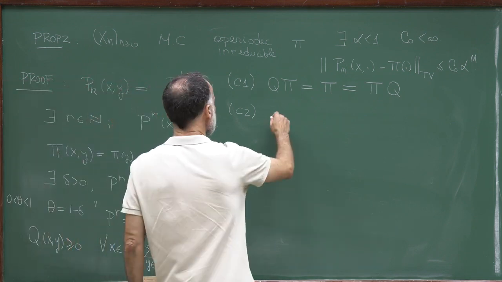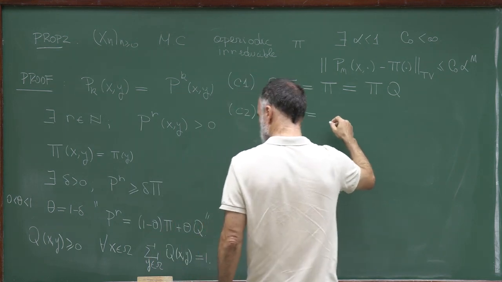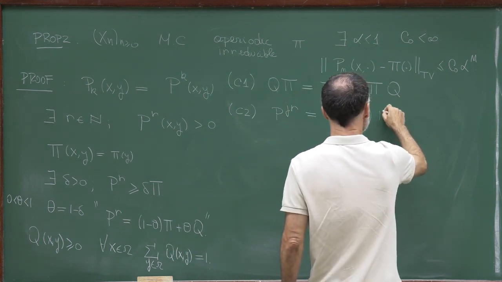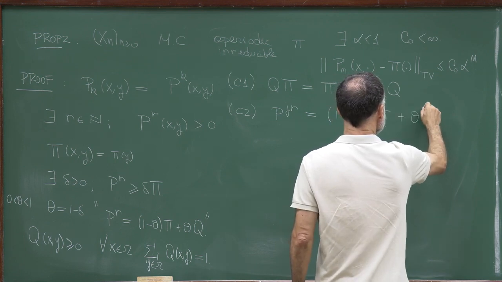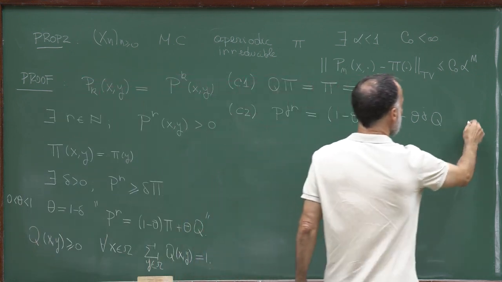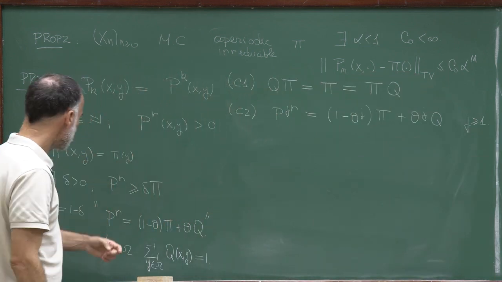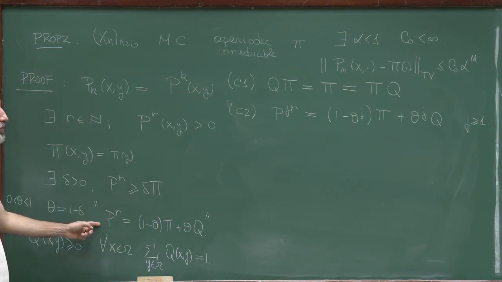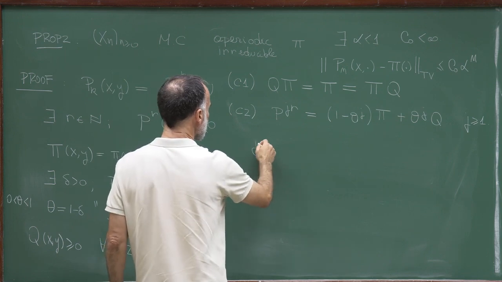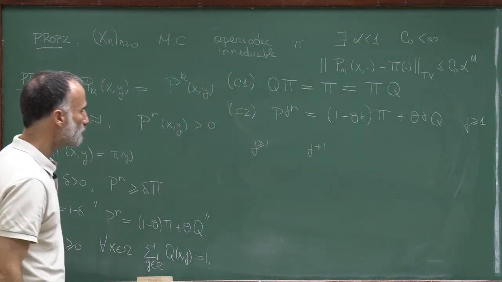So my claim here is that P^j r, so that this is equal to 1 minus theta to the power j pi plus theta to the power j q. So this is my claim that for all j larger or equal to 1, this identity holds. For j equal to 1, this is the definition of q. So now let's assume that it's true for j larger than 1, and let me prove that it holds for j plus 1.